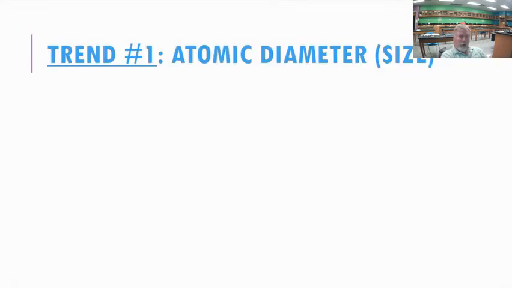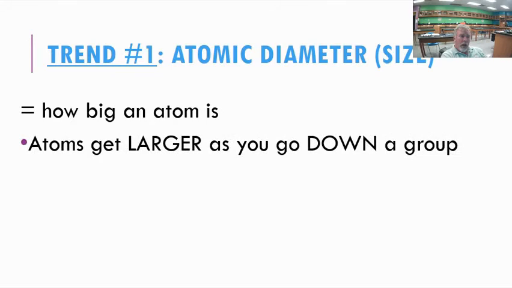Let's talk about our first trend. Our first trend is atomic diameter, or the atomic size. And really what we're talking about is how big the atom is. And the trend we see here is that as you go down a group in the periodic table, as you go down, the atoms get larger.